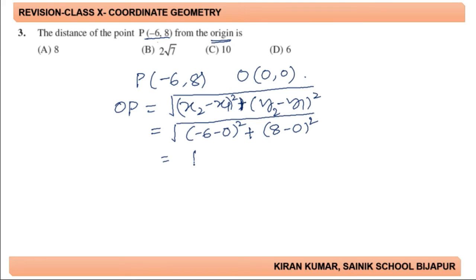This will be under root 36 plus 64, which is root of 100, that is 10 units. This verifies that option C is the right answer.